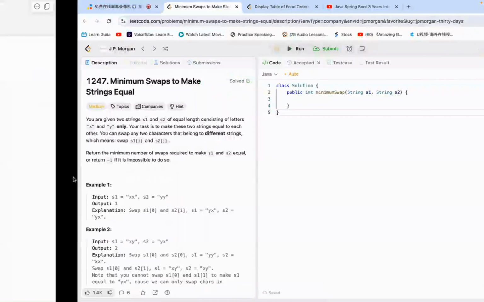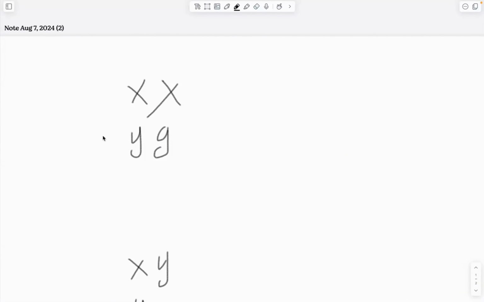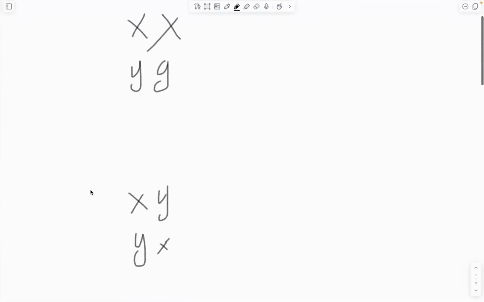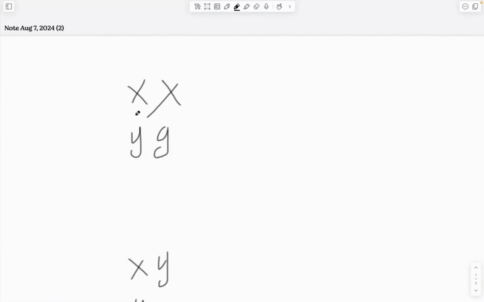I provide three examples here. This question is a little bit hard to explain, but I will try my best. This question is actually a greedy algorithm. For example, if we swap these two positions, what happens? We will get y. I guess we should swap one time to make the two strings equal, right?